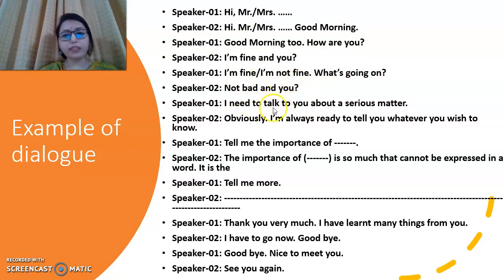And you? I need to talk to you about a serious matter. Obviously, I'm always ready to tell you whatever you wish to know. Tell me the importance of whatever it is, about tree plantation, about learning English, about learning some other things, about learning computer, whatever the matter is. The importance of dash is so much that it cannot be expressed in a word. It is the dash. In this way we develop the whole matter, and in this way you will have to present and write it.